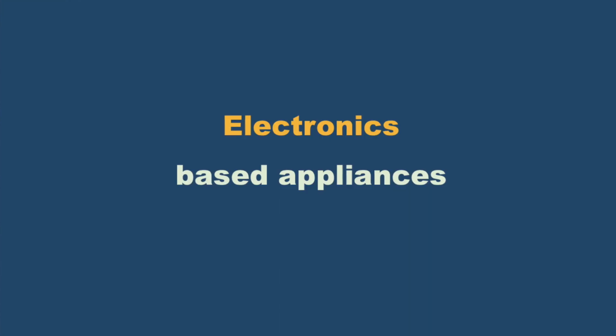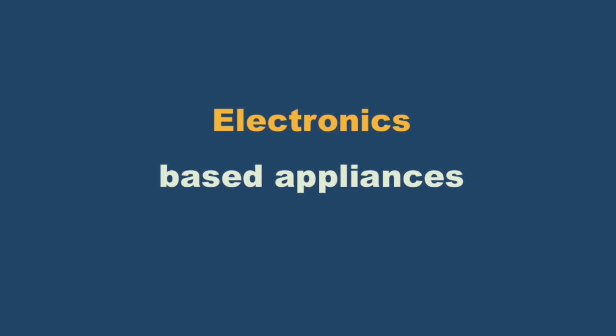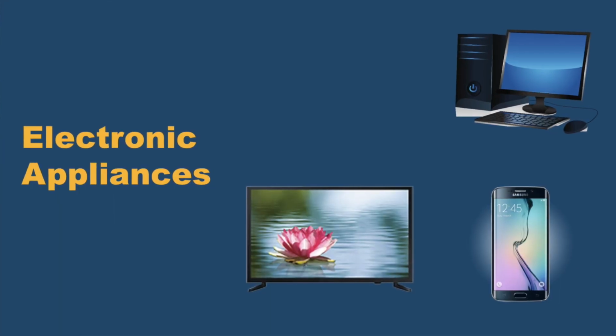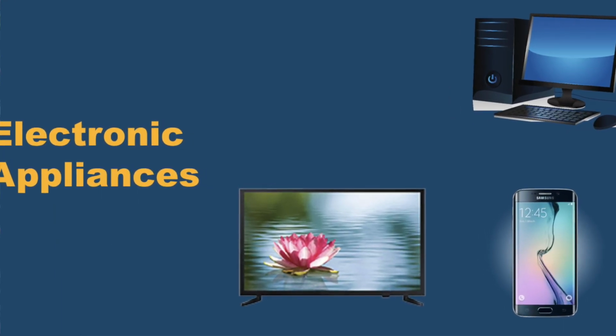In this episode we are going to discuss some more appliances. Let's take the category of electronic appliances. In our life now we are using more and more electronic appliances. So what are the electronic appliances we use? We use television, we use phone, we use computers, we use laptops. All these are electronic appliances.